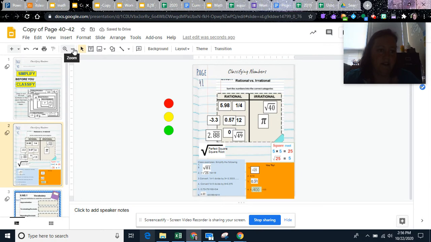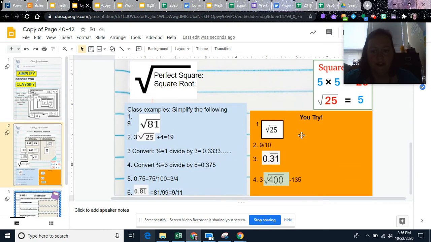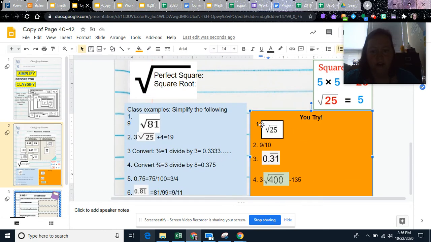And then when we look down here, let me zoom in a little more. You will see some more for you to try. Number 1, let's see if I can get it to click here. The square root of 25. There we go. I had to hit spacebar a little, so you've probably already figured that out. The square root of 25 is 5.